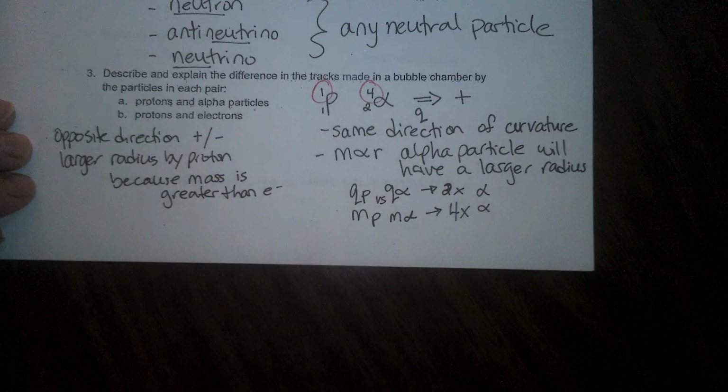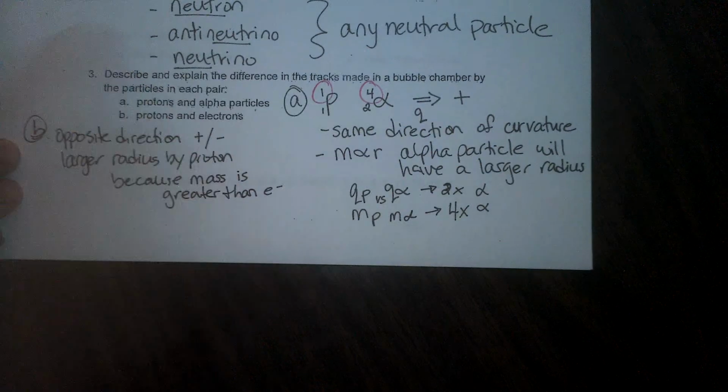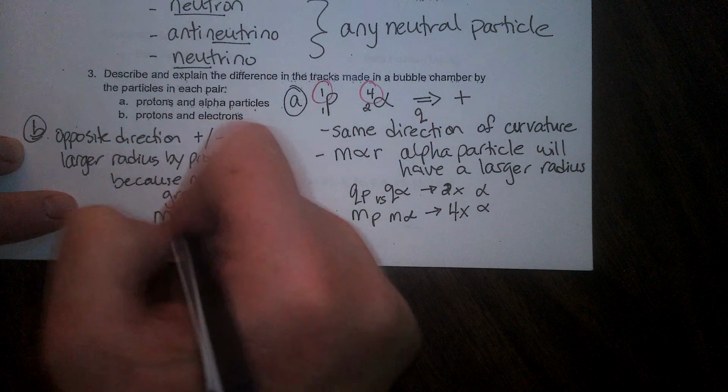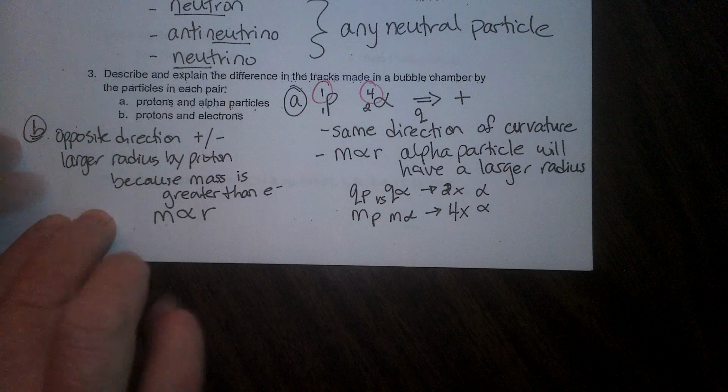Okay, so this one here is A, this one here is B. So proton and electron, they're going to have opposite pathways in a bubble chamber. And the proton is going to make a larger pathway than the electron because it has a larger mass. And we know that mass is proportional to radius. So as I increase my mass, I'm going to increase my radius.